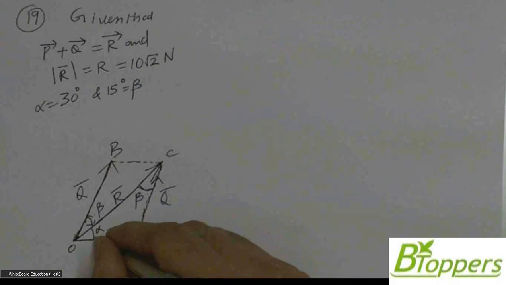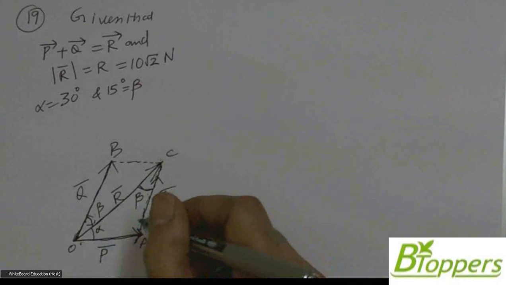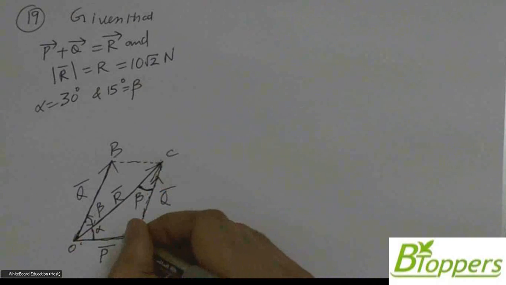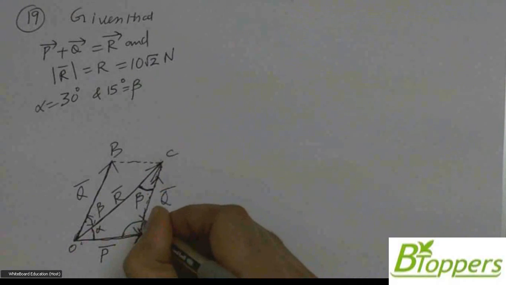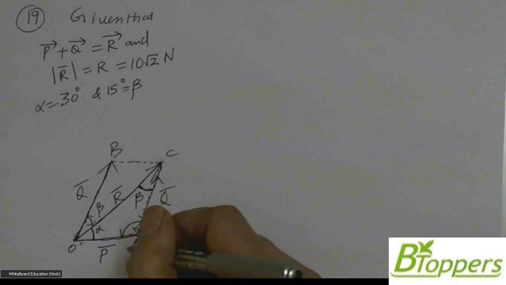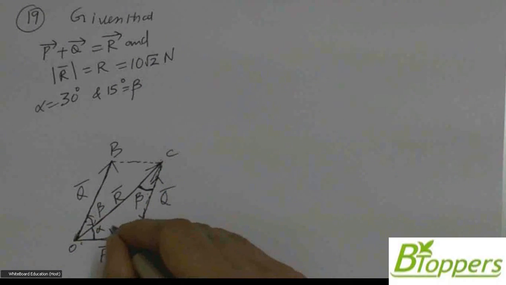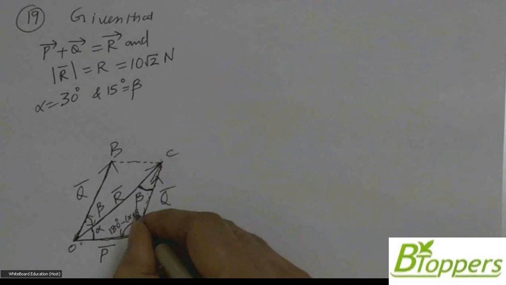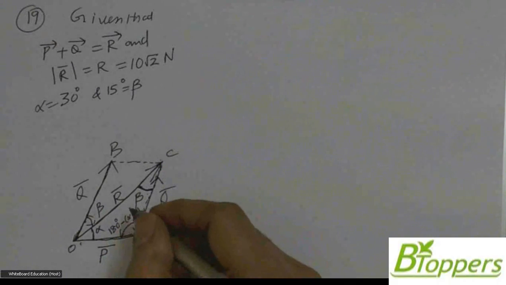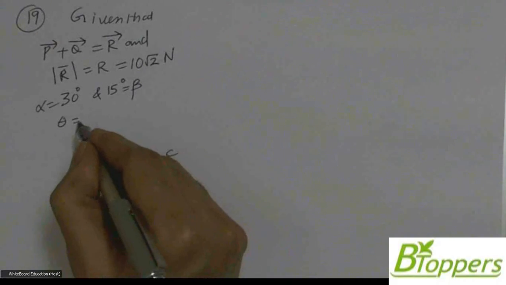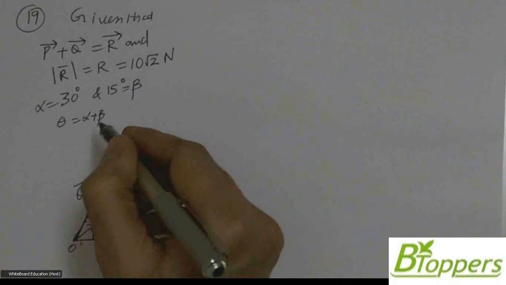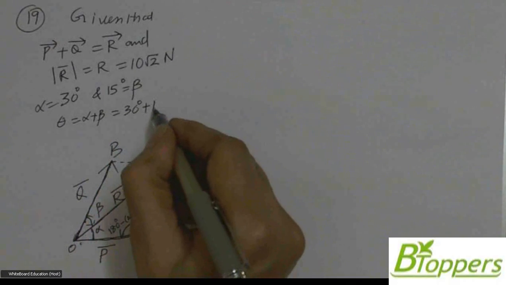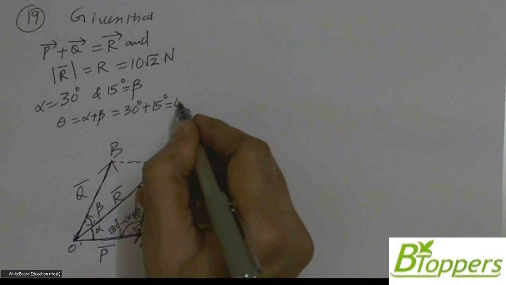So here, in this triangle OAC, the angle at this vertex is alpha, the angle at this vertex is beta. So the angle at this vertex will be equal to 180 degrees minus alpha plus beta. Alpha plus beta gives you the angle theta between the two vectors P bar and Q bar. That will be equal to 30 degrees plus 15 degrees equal to 45 degrees.